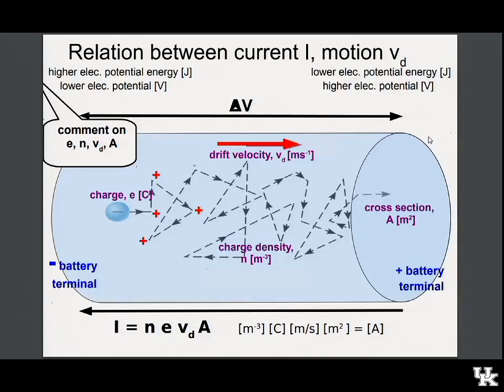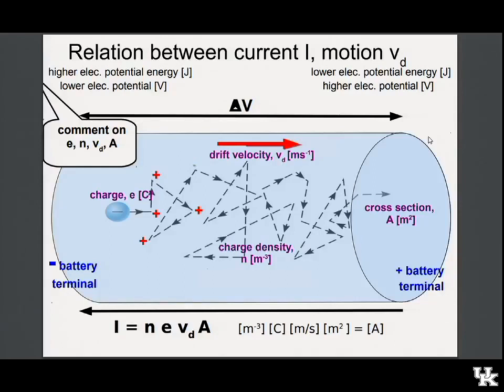Anyway, this is the relationship. This is an equation we will use. This is the relationship between the macroscopic picture of the current in the wire and the motion of the individual electrons in the wire. This is their drift velocity.